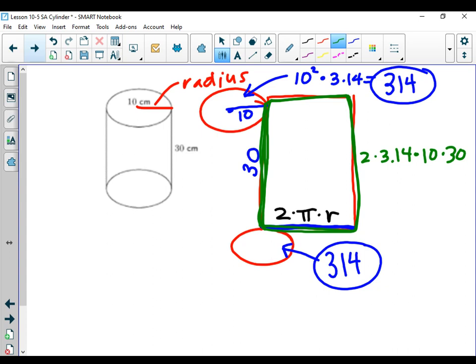You could do the whole numbers first. 30 times 10 times 2. 600 times 3.14.